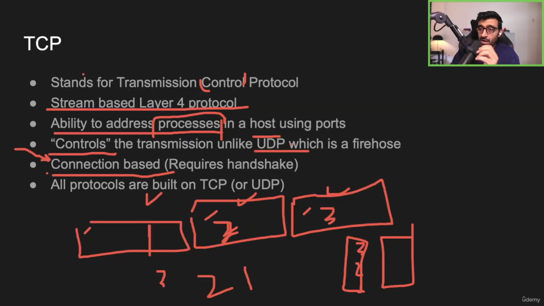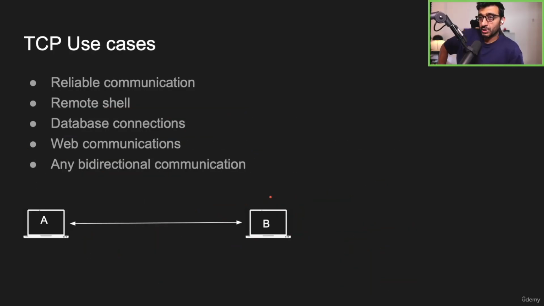Yeah, so most protocols are built on TCP or UDP. So here are some use cases. If you want reliable communications, TCP is your friend. Remote shell, SSH, right? If I'm doing SSH, I'm using TCP.